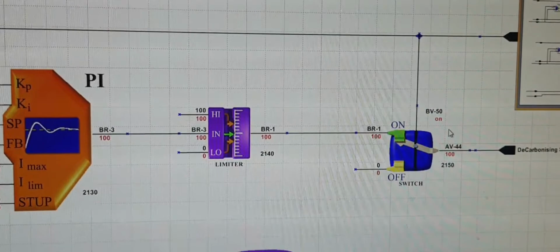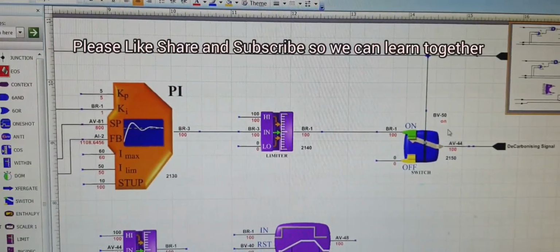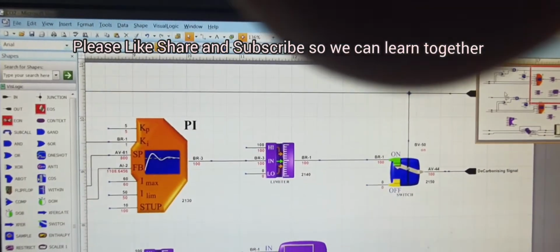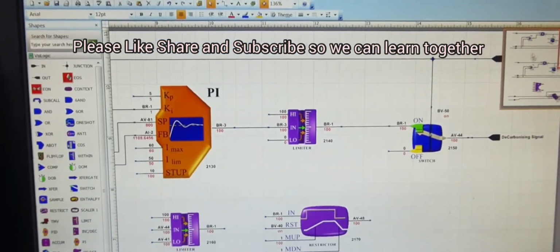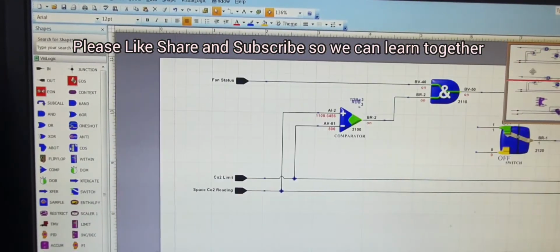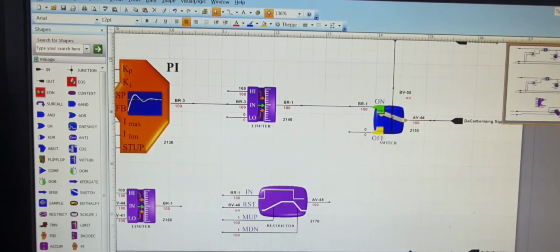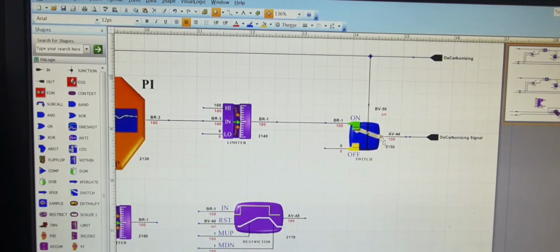So we are calling for the system to decarbonize. That means that we want the system to ventilate properly. So this is the program we have written to make sure that particular space is calling for fresh air. What this is doing, what this output means, I want to focus on this. This output is basically calling for the dampers to fully open.